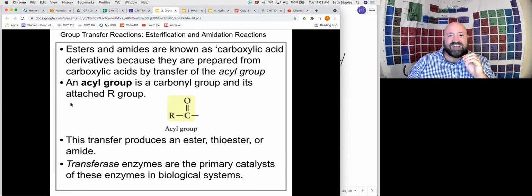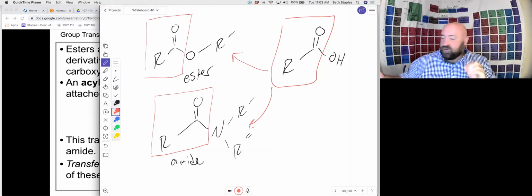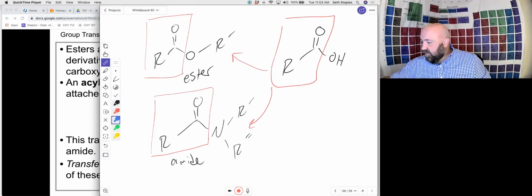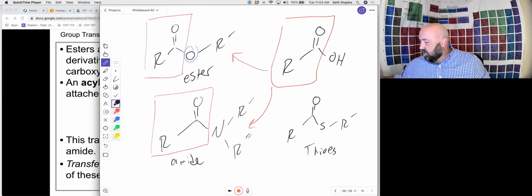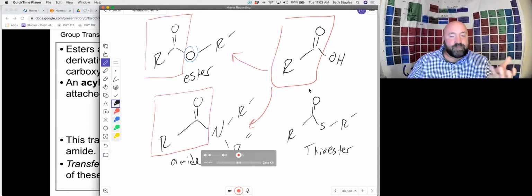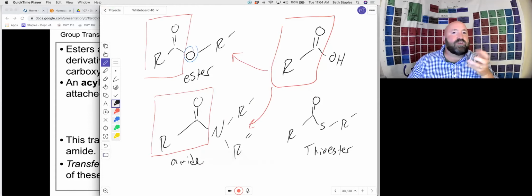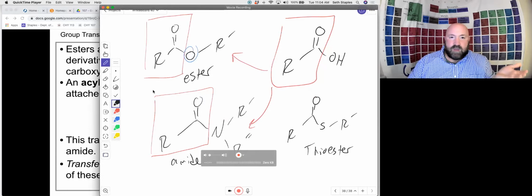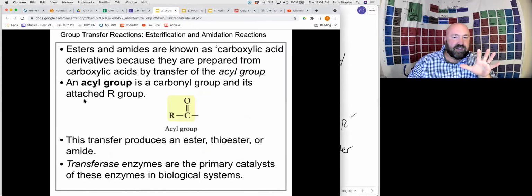We actually technically didn't talk about thioesters. The thioesters are identical to esters with the exception that the oxygen is actually going to be a sulfur. And so a thioester would look the same, but we'd have a sulfur atom there. And so that's a thioester. Everything that we talk about with esters in this video can be applied to thioesters. You would just replace the oxygen with a sulfur. Other than that, it would be the identical process.